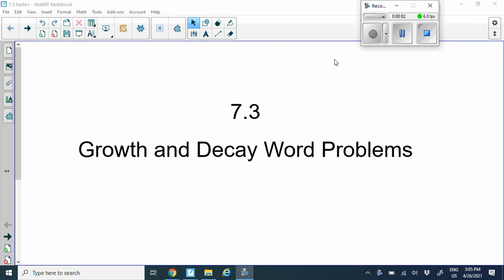Hey guys, so here's the notes for 7.3. We have growth and decay word problems. Now on your notes, if you printed out the notes, the Unit 5 notes, or you grabbed them at the LMC, you might see this labeled 7.1 to 7.2, growth and decay word problems. We're on the same section. I just wanted to recall it 7.3, okay?